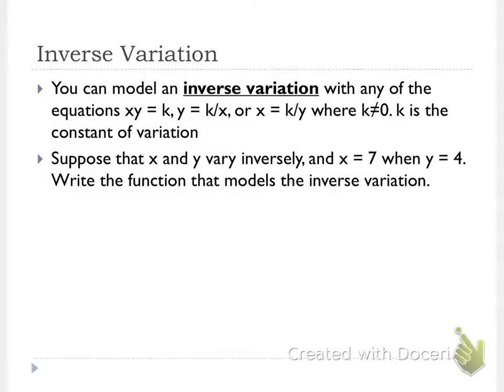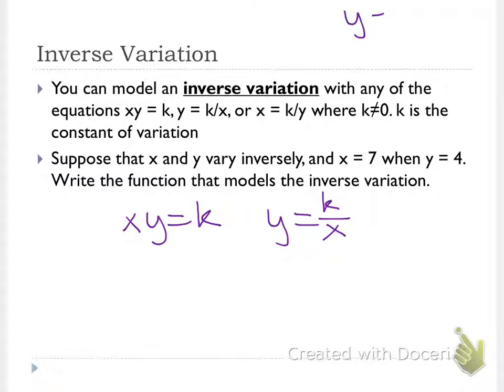Inverse variation is similar to direct variation, but they're not the same, because inverse variation is where x times y equals k, or y equals k over x. That's the form you're going to have it in. Before, direct variation was y equals k times x, and that's how they differ.